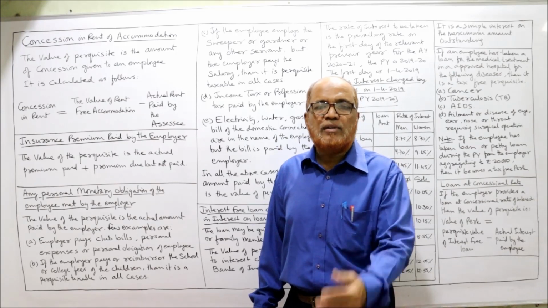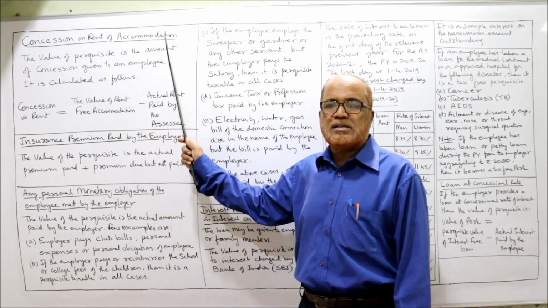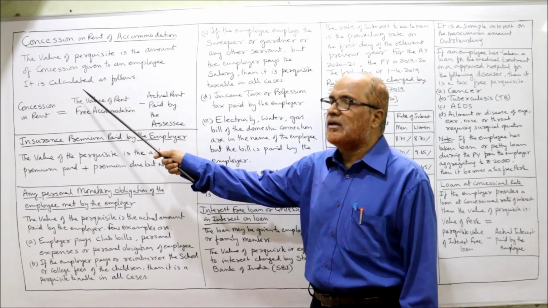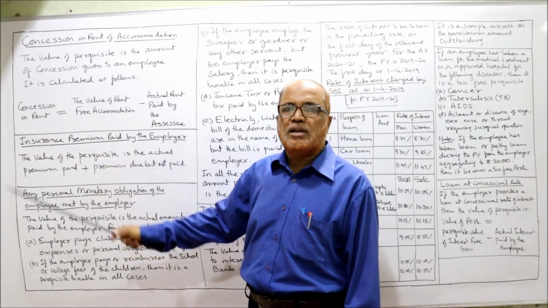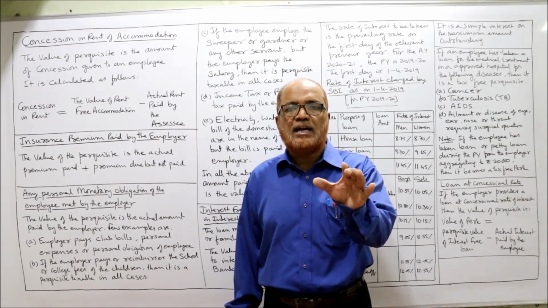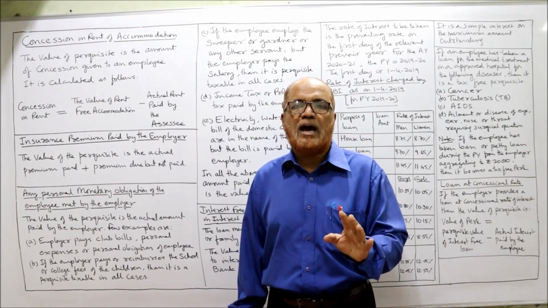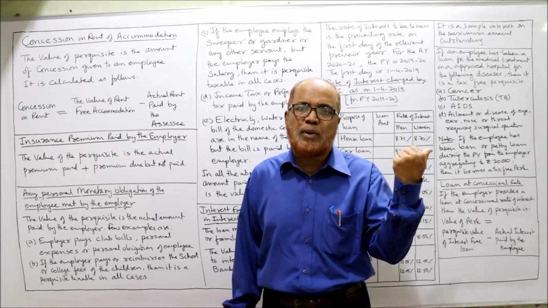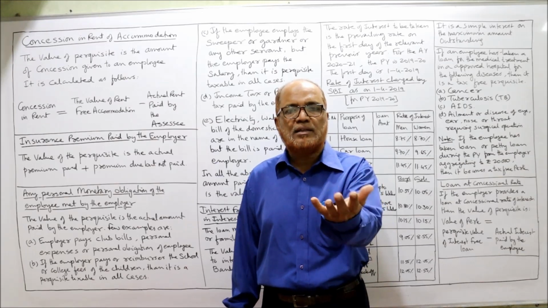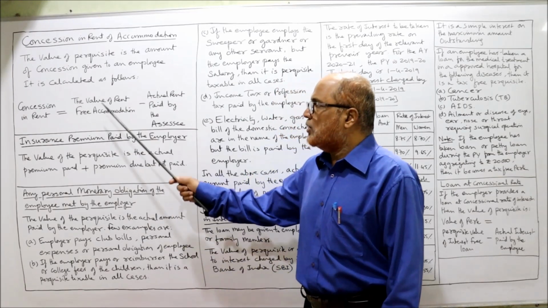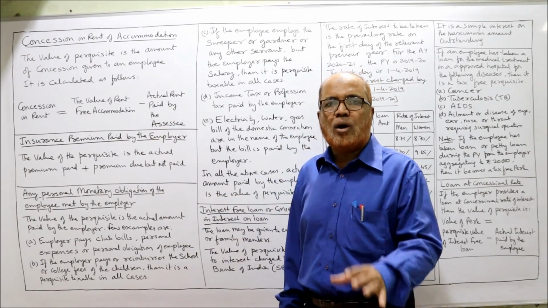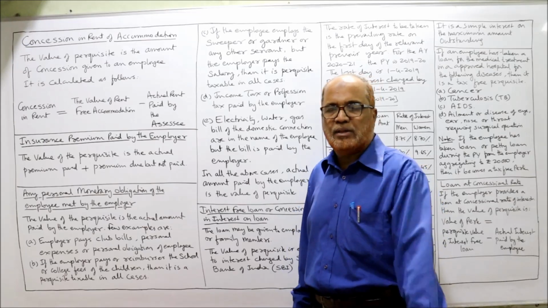So how to calculate the value of the perquisite? The value of the perquisite is the amount of concession given by the employer to the employee. It is calculated as follows. Concession in rent is equal to the value of rent-free accommodation. First of all, we treat the accommodation as rent-free and find out its value according to the provisions of the Income Tax Act. We have already discussed in the previous chapter how to calculate the value of rent-free accommodation. So, take the value of rent-free accommodation minus the actual rent paid by the employee during the previous year.